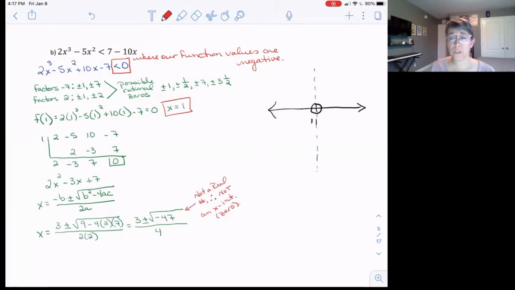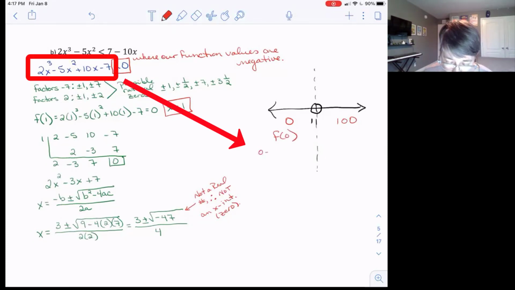Let's do a test point to the left. I would choose 0, love zeros, and a test point to the right, possibly 100. So if we plug in f of 0, we would end up with, in the original, a 0 minus a 0 plus a 0 minus 7. So the left side would be negative. And on the right-hand side, we have a positive 100.